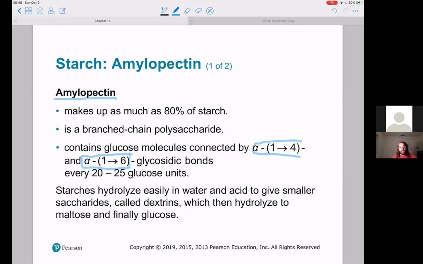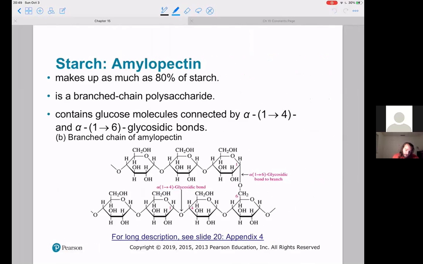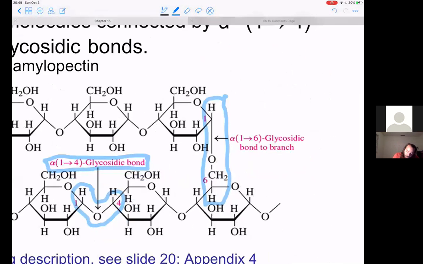Okay. They're easily hydrolyzed into individual sugars. They actually first go to maltose, which we talked about were those disaccharides, and then finally to glucose. But here's an example of amylopectin that has both of these alpha-1,4 glycosidic bonds, like these, but then it's got these branch points every few carbons. That's an alpha-1,6 glycosidic bond.